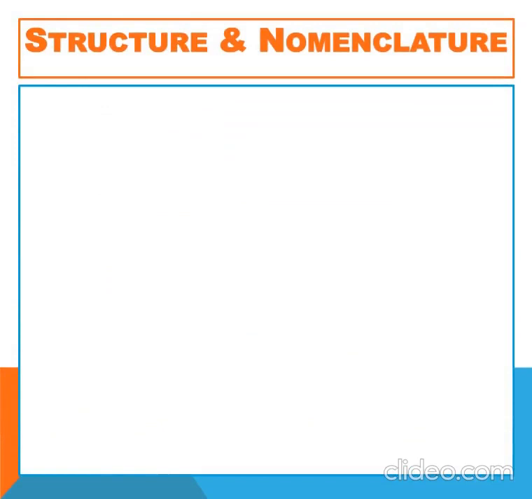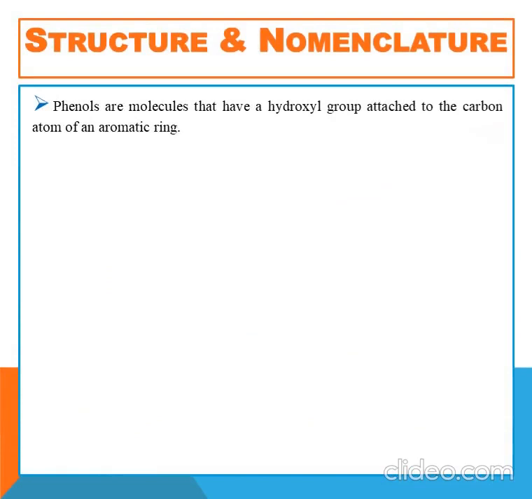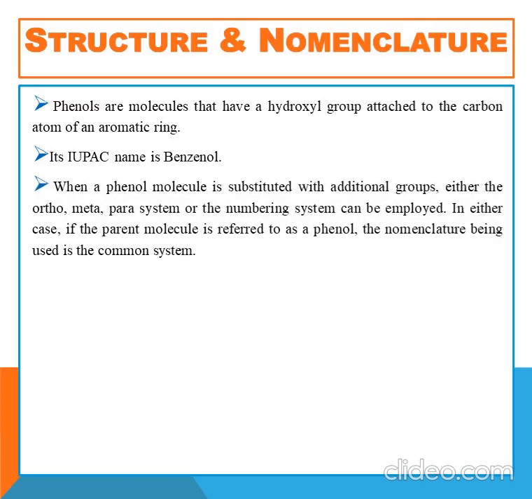Next comes structure and nomenclature. Phenols are molecules that have a hydroxyl group attached to the carbon atom of an aromatic ring. Its IUPAC name is benzenol. So phenol is also known as benzenol.